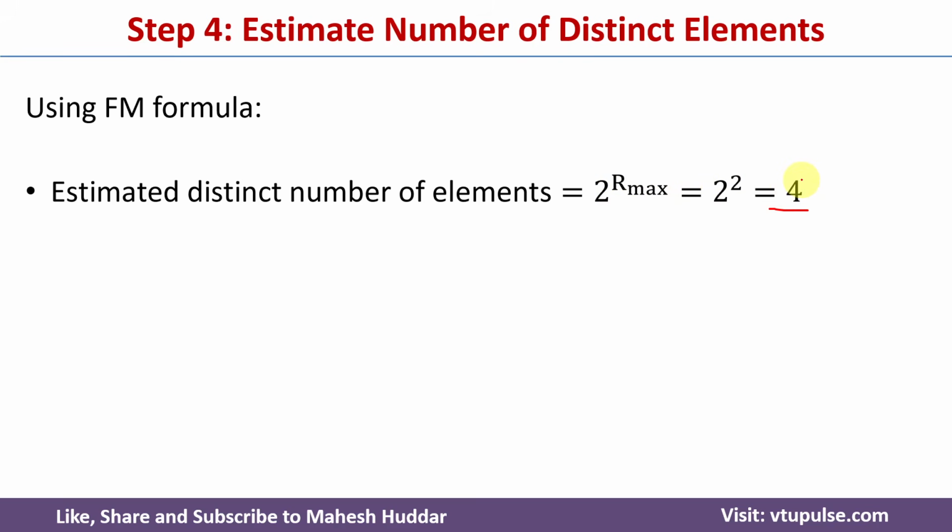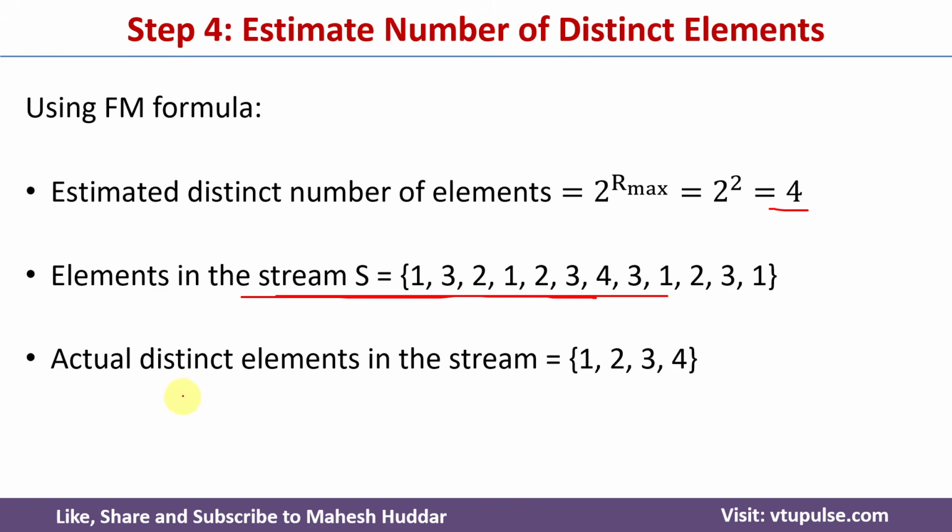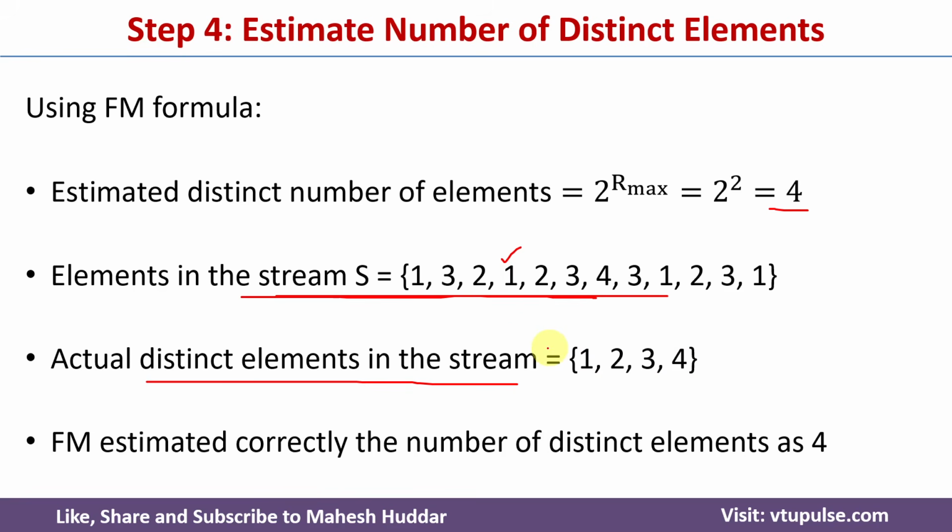It means that in that particular stream, we have 4 distinct elements. And after finding the distinct elements, we get the stream as 1, 2, 3, 4. It means that these 4 numbers are the distinct elements in that particular stream. So we conclude that the Flajolet-Martin algorithm estimated correctly the number of distinct elements as 4. This is how we can find the distinct elements by using the Flajolet-Martin algorithm.